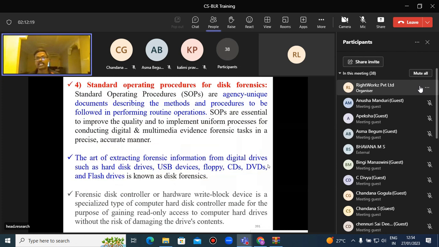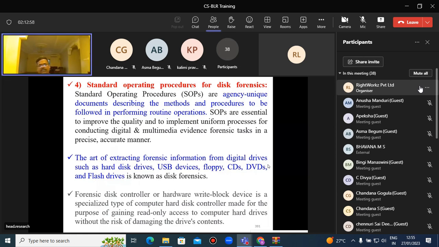Standard operating procedures for disk forensics. So standard operating procedures, SOP, are agency unique documents describing the methods and procedures to be followed in performing routine operations. It's usual operations. So SOPs are essential to improve the quality and to implement uniform processes for conducting digital or multimedia evidence forensics tasks in a precise and accurate manner.